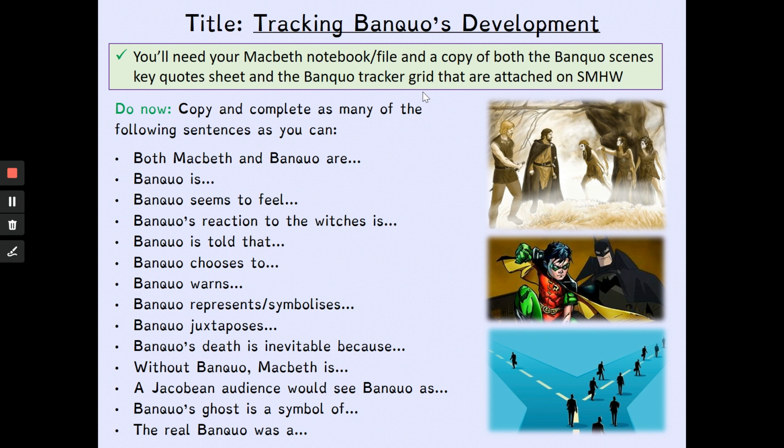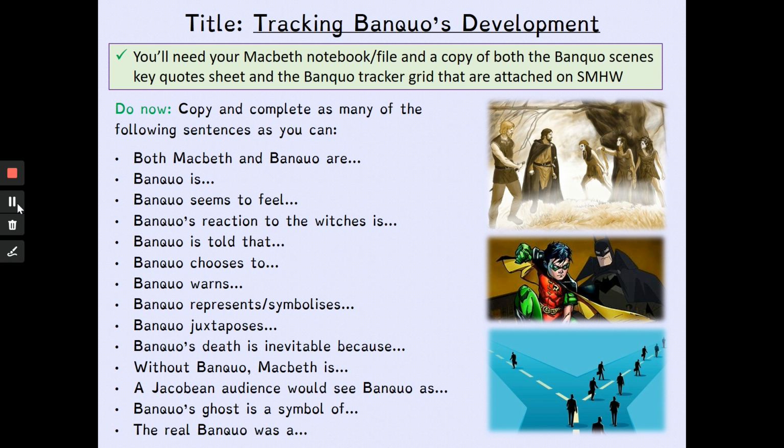As a do now activity, I've put a bunch of sentences up on the board. Some of them are fairly easy to complete, some of them are a bit more challenging, but if you just pause the video and give yourself 5 minutes, maybe using some of these visual clues to copy and complete as many of these sentences as possible. We're not looking for correct answers, just ideas that revise our understanding of Banquo so far. So pause the video, 5 minutes, see what you can remember.